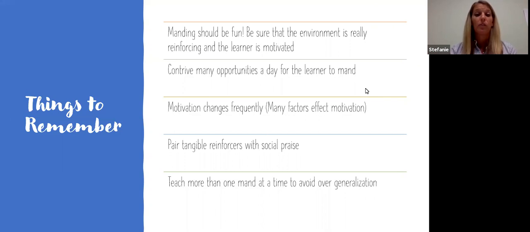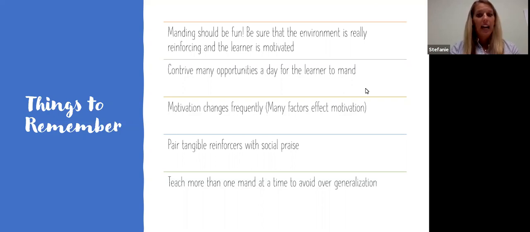Pair tangible reinforcers and social praise. We're always going to pair the tangibles with our social praise. So when we deliver the item, if it's a preferred edible, and they're saying eat, and that's the word we're working on, and then we give them a preferred snack, when they say eat, we're going to pair that with the social praise. Hey, good job using your words. I love that we were able to ask for your food. Of course we can eat. Here's your stuff, and we're going to give them their snack.